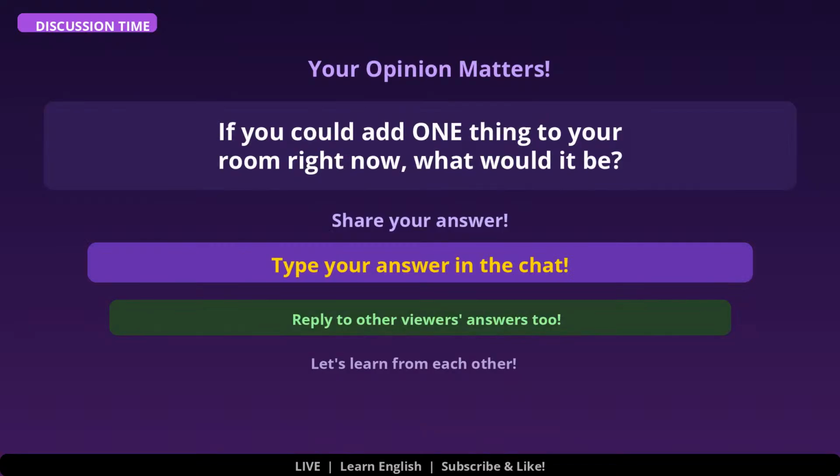Here's something to think about. If you could add one thing to your room right now, what would it be? Share your answer. Don't be shy, everyone is learning together.